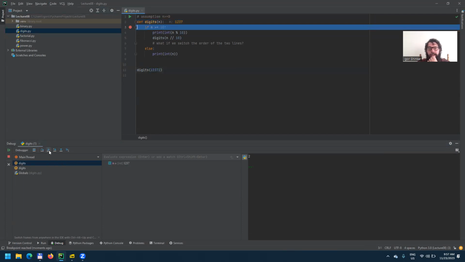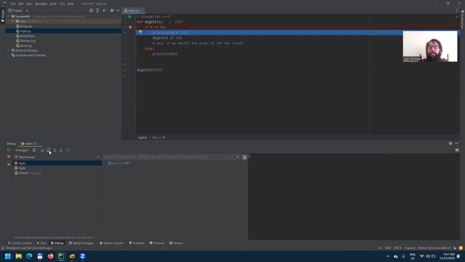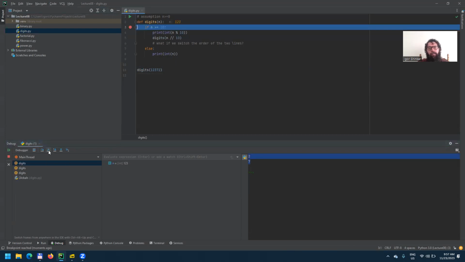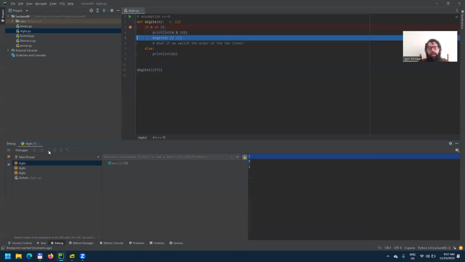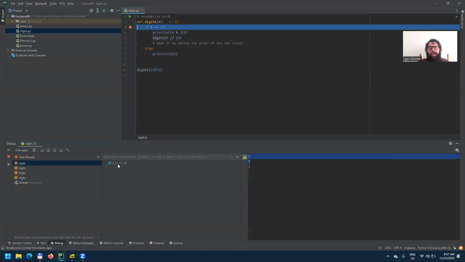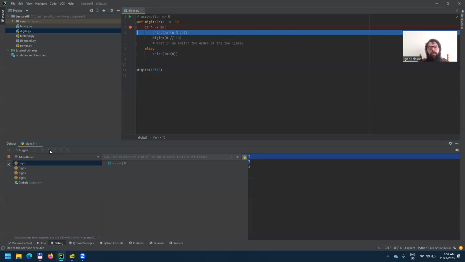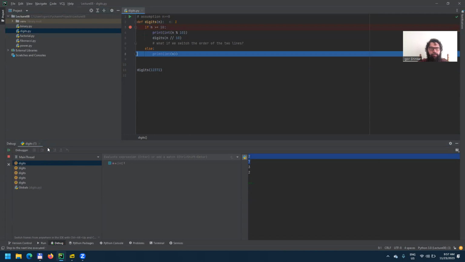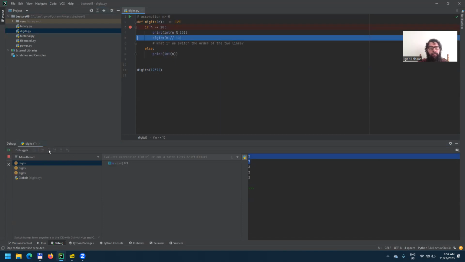Okay, n is still more than 10. What will it print now? It will print 7. Yeah, here we go. It printed 7, and then makes a recursive call again. Okay, now it will print 3. Now n is equal to 12. It will print 2, and make a recursive call with n equals 1. With n equals 1, we reach the base case, and we're done. Okay, so now we exit all this.